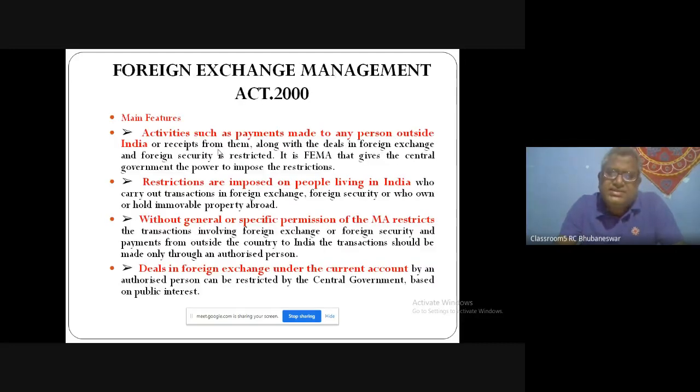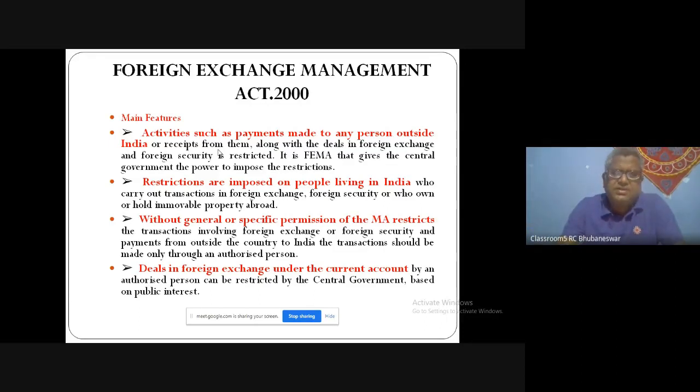But the question is, in your book it has written the Foreign Exchange Management Act 1999. But here I have stated Foreign Exchange Management Act 2000, which is a recent one, and I have to discuss one by one. Whatever you write, 99 or 2000, some similarities are there. There are different main features.